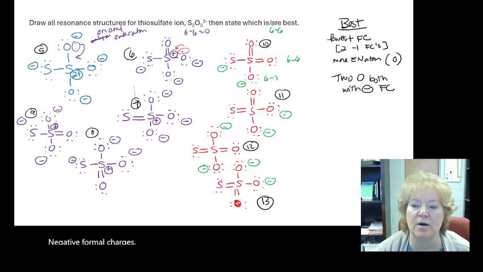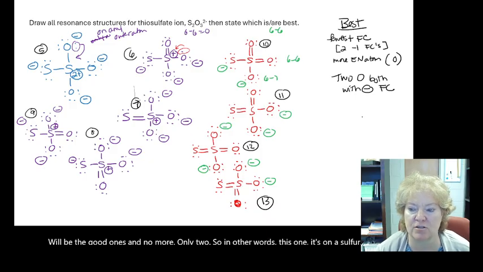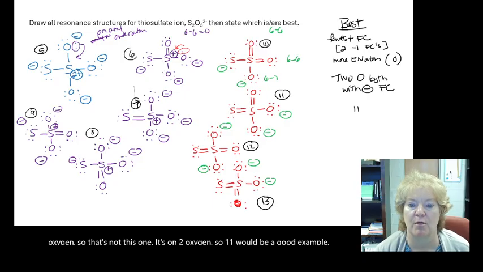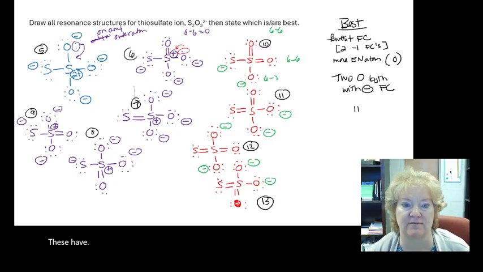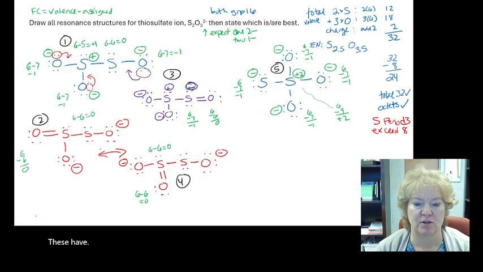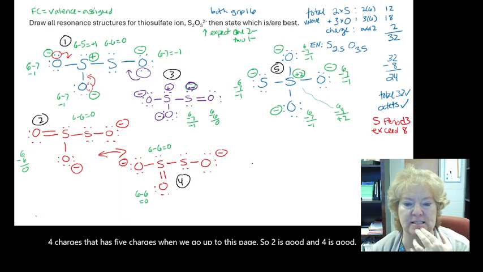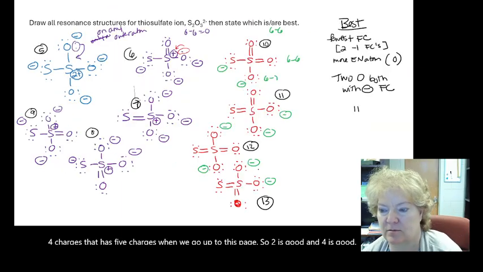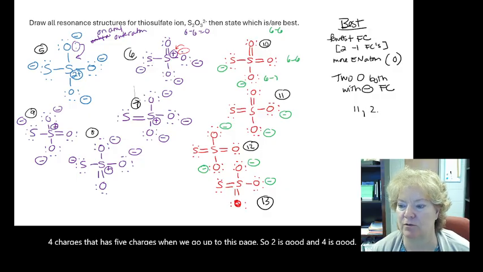So in other words, this one, it's on a sulfur, not oxygen, so that's not. This one, it's on 2 oxygens, so 11 would be a good example. This one has 1 on the sulfur. This one has 1 on the sulfur. These have 4 charges. That has 5 charges when I go up to this page. So 2 is good and 4 is good. Well, 2 and 4 are both on oxygens. They're good. So 11, 2, and 4.